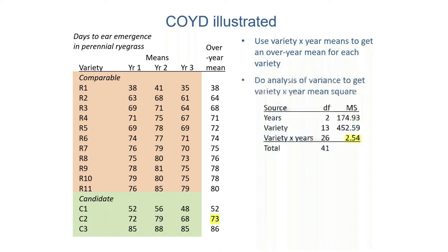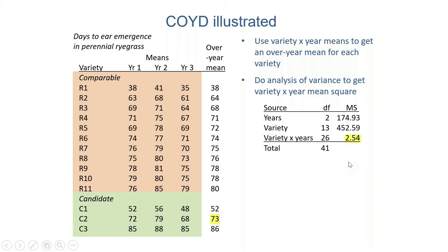criterion. So the first thing we do is we take all of our data and we do an analysis of variance, and from this we get the variety by year mean square. You can see it here. Now, there's an important thing here, and that is the degrees of freedom. I will refer to that again in a moment. So we have 26 degrees of freedom for this example case.